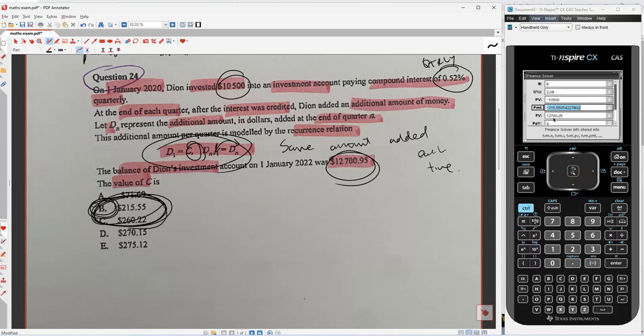So yeah, I thought that this one hid behind a little bit of notation rather than a really complex kind of question. All right, so there you go.